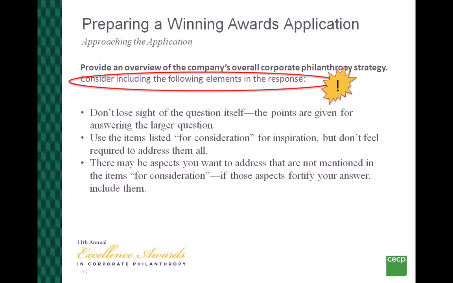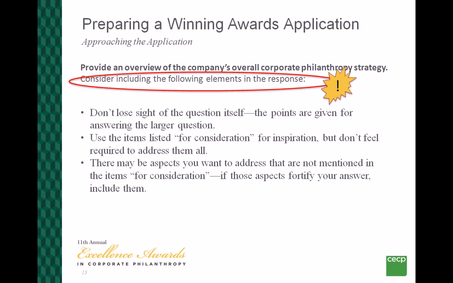So for example, we ask an overarching question such as, provide an overview of your overall corporate philanthropy strategy, or what makes this program innovative? And underneath that, we have a number of bullet points providing you suggestions and guidance as to what you might include in that response. I just want to emphasize here that you shouldn't lose sight of the overall question itself as you dive into the items that we've listed for your consideration.